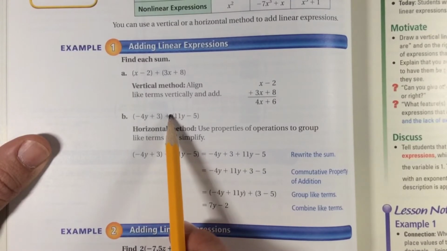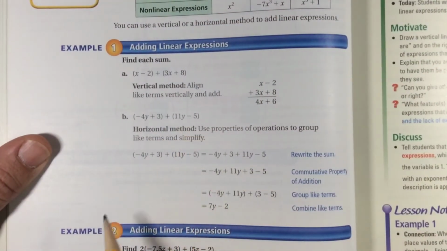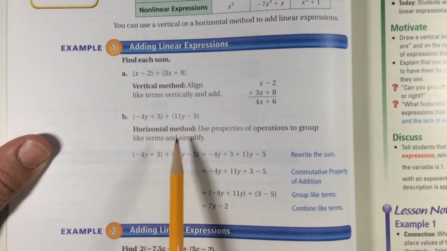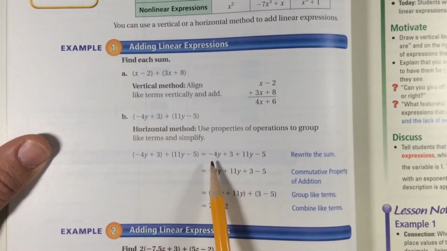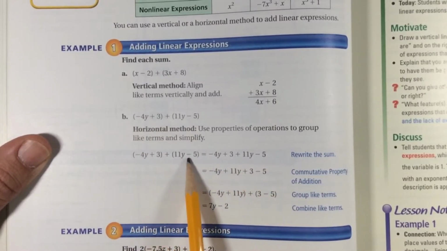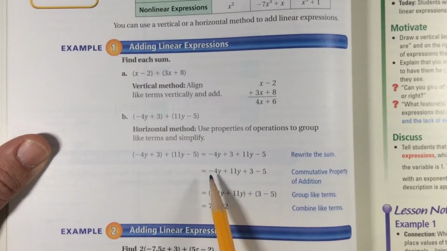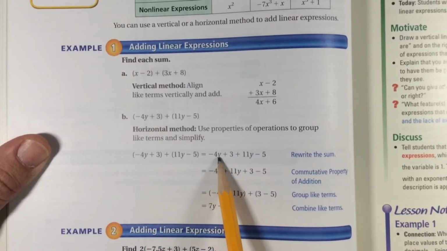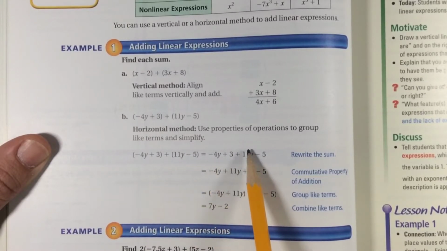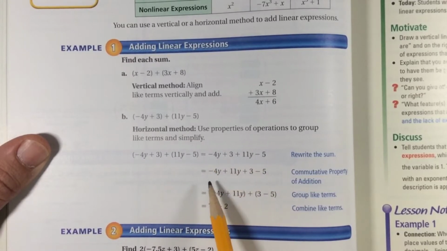There is a 1. You don't see the 1. It's understood to be 1. But when you multiply anything by 1, it just stays the same. So we don't have to distribute anything for these, which means we can just rewrite this with no parentheses. So we took what they had and we just rewrote it with no parentheses. And now we can combine like terms. Negative 4y and 11y are like terms. They're both y terms.